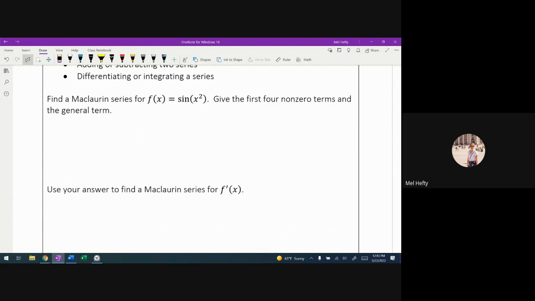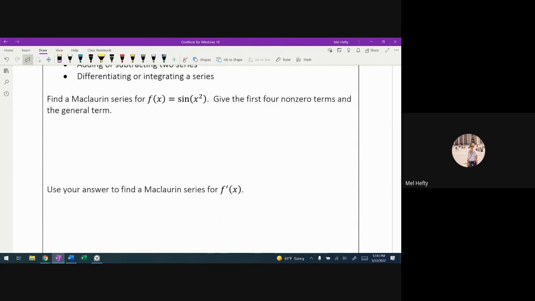So we're going to find a Maclaurin series for sine of x squared. Does that look like one of the three series from the front of this page? Yes. Which one does it look like? It looks like sine of x. And it looks like I took sine and I plugged in x squared where there was an x. Yes? So that's exactly what we're going to do.